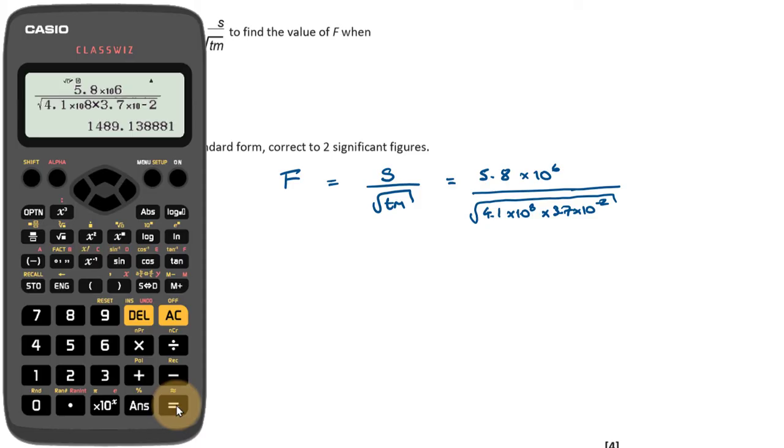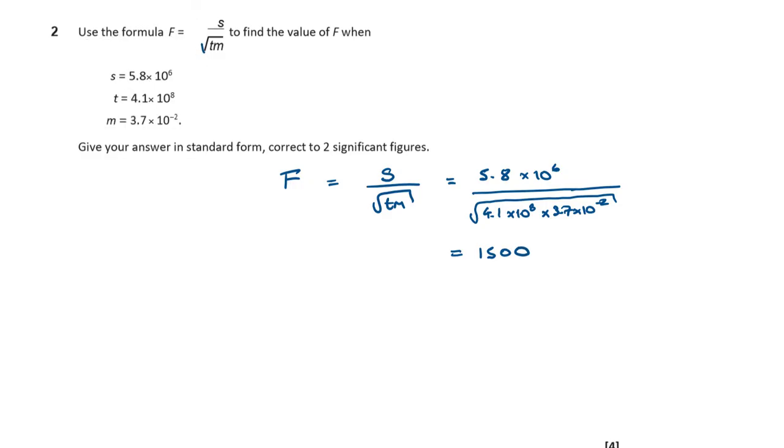Okay, so to two significant figures first off. The first significant figure is that 1, which is 1,000. The second significant figure is the 4, which is in the hundreds. So that means we need to round this off to the nearest 100. So that number rounded off to the nearest 100 is nearer 1,500 than 1,400, isn't it? So it's going to be 1,500, but that isn't in standard form, is it?